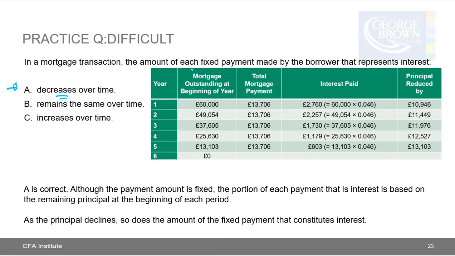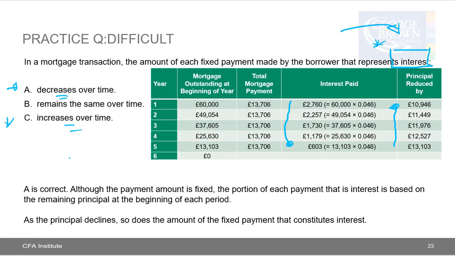In a mortgage transaction, the amount of each fixed payment made by the borrower that represents interest, so that's the key word. Again, this is the key point: you have to pick up on the most important words. Interest is decreasing over time. The portion of each payment that represents interest is decreasing. The amount of principal is increasing. So again, you could see how they could change that question to get a new question. They would say the amount of each fixed payment that represents principal, and that would give you increases over time, which would be C.